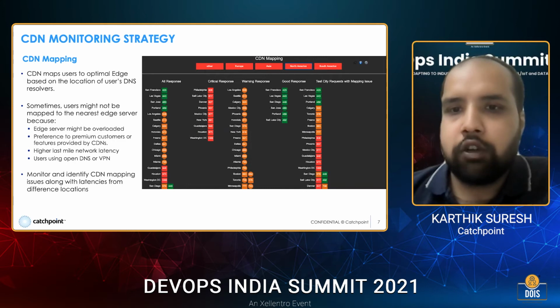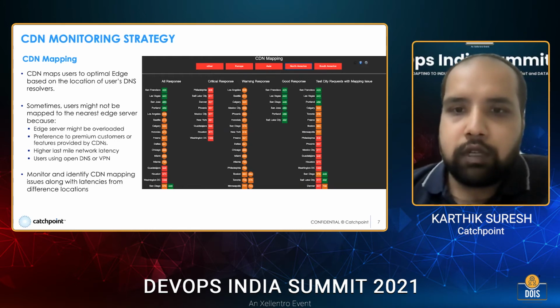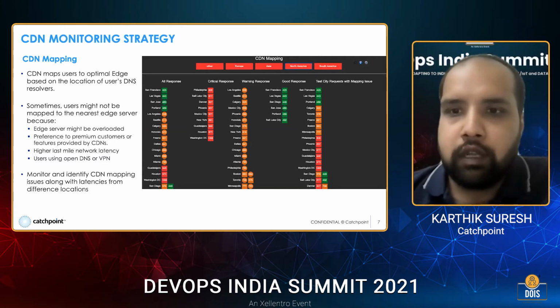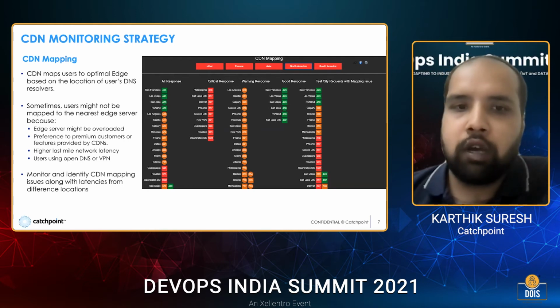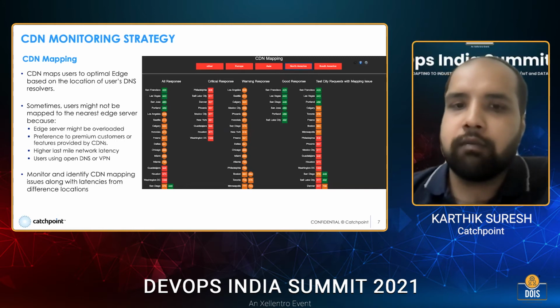And CDNs depend on the location of the end users' DNS resolvers to map them to the optimal edge servers. So if a user overrides their resolver to open resolvers, OpenDNS or Google DNS, then they might not be mapped to the optimal edge server. So monitoring CDN mapping will provide you visibility into how your CDN is mapping end users across various regions and also the latencies associated with them.